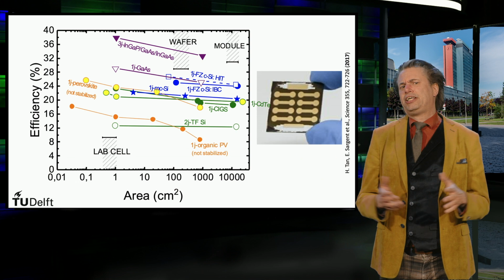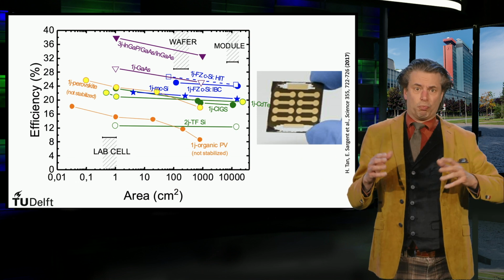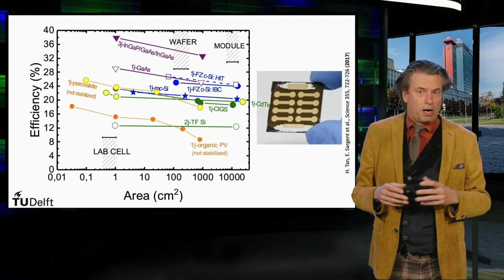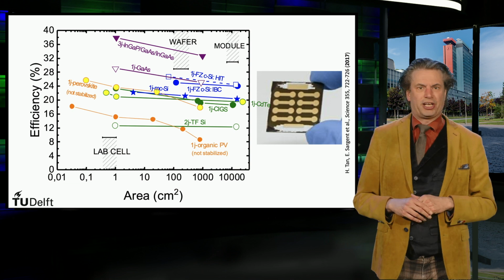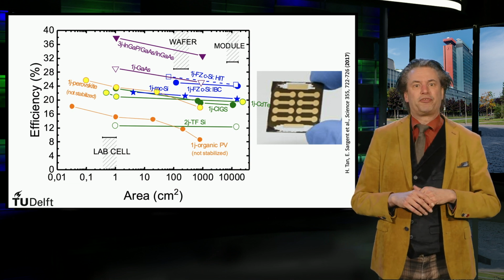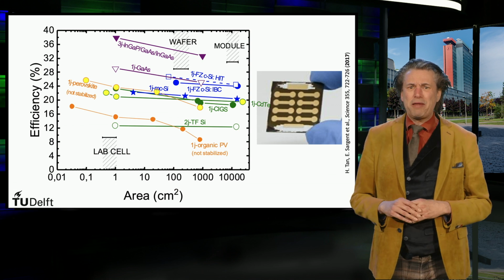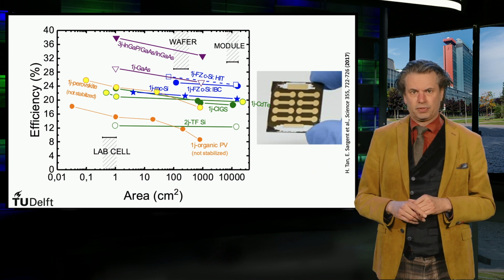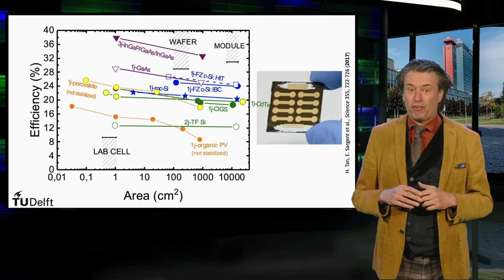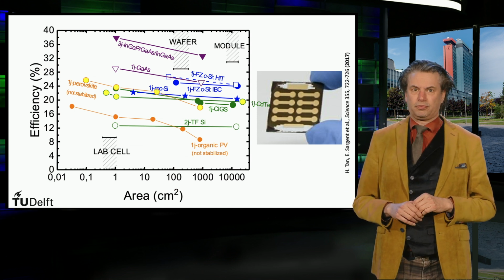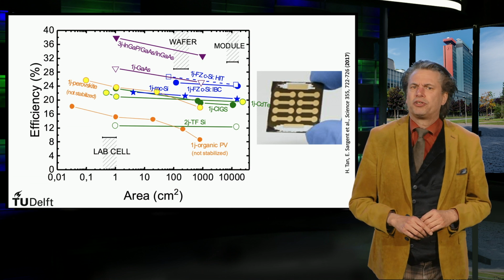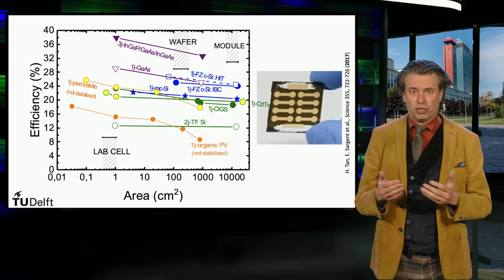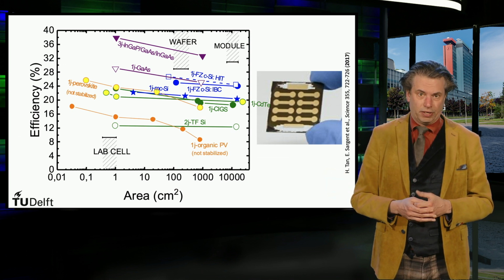If we look at the emerging technologies that have resulted in small module designs, we see that the single junction organic PV technology goes from about 18.2% for a 0.03 square centimeter lab cell down to 8.7% for a small module size of around 800 square centimeters. This represents a 9.5% absolute drop in performance. An additional challenge for the organic PV technology is that these reported efficiencies are not stable. Under operation, the module performance will significantly degrade as well.